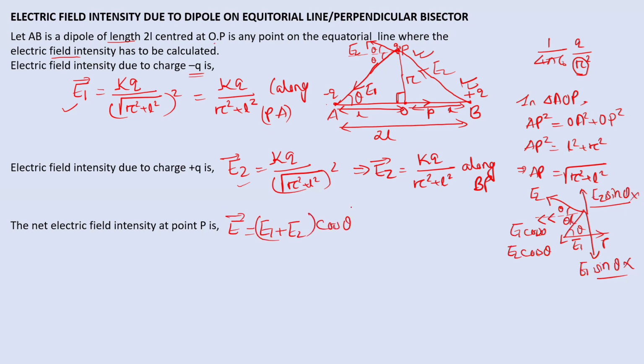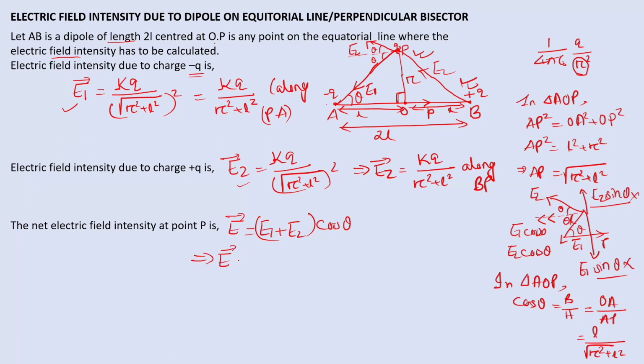So now first we will calculate the value of cos theta using the triangle AOP. So what will you write here in triangle AOP? Cos theta, the formula we know. As we have seen, cos theta is base upon hypotenuse, right? So the base is here OA and the hypotenuse is AP. That means it is L upon root over R square plus L square. So this we will substitute here.